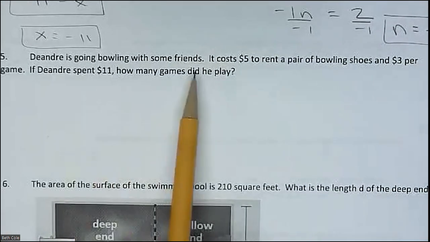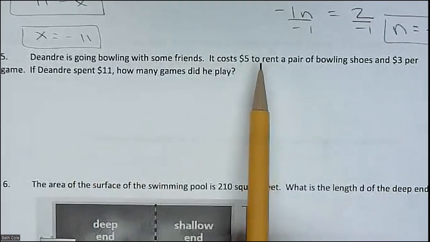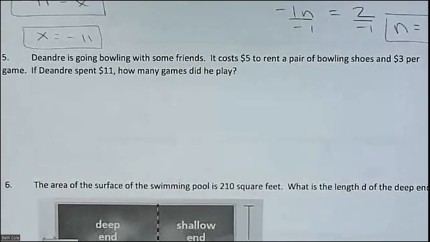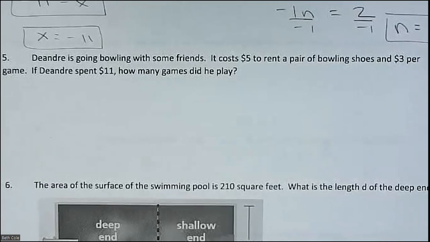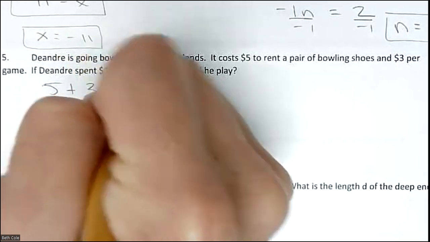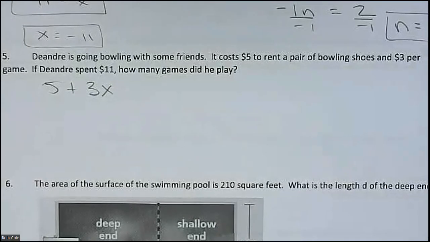All right. DeAndre is going bowling with some friends. We've done this a bunch of times. $5 to rent a pair of shoes, $3 per game. How would we write that? 5 plus 3. Good. 5 plus 3. And you can say N, X, whatever letter of the alphabet you want. I'm just going with X.